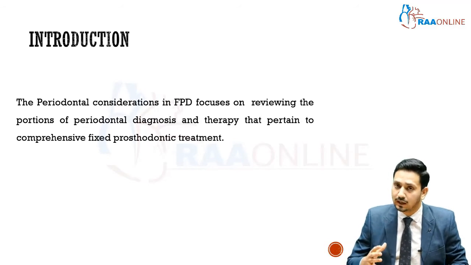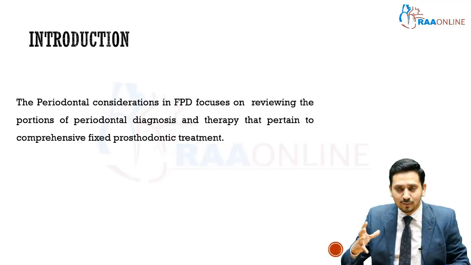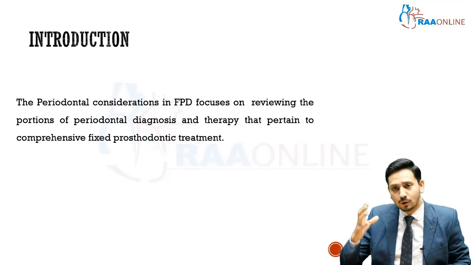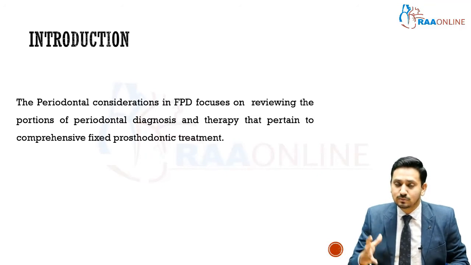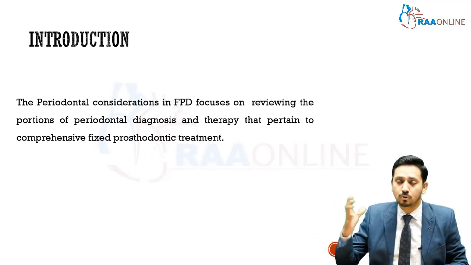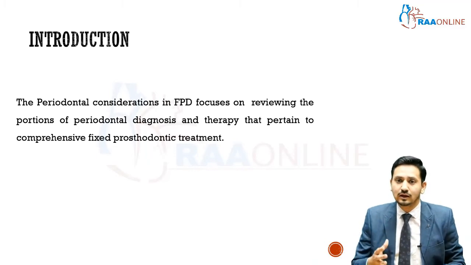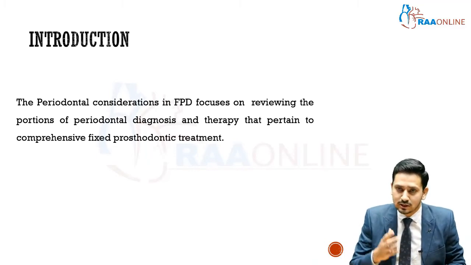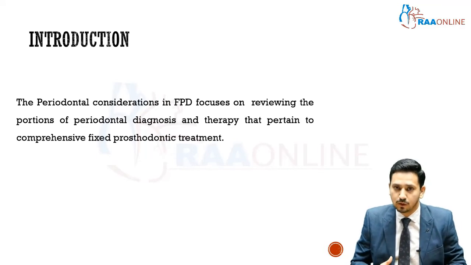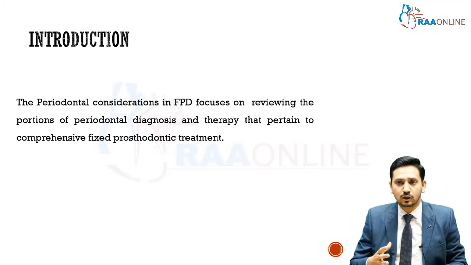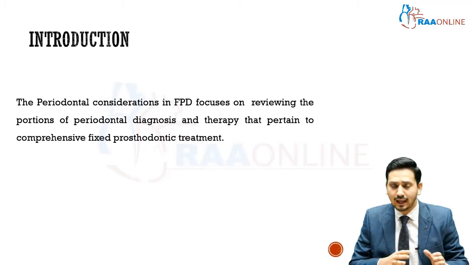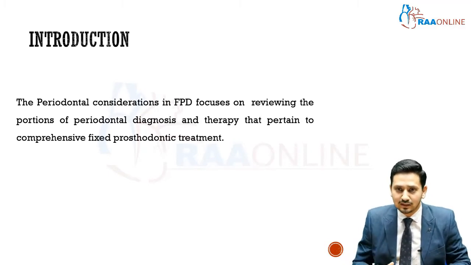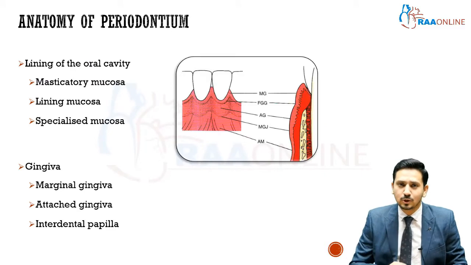So always keep in mind, friends, this is the most important basics, because whatever restoration you are going to give is going to be there in the patient's mouth for a very long period of time, and you do not want to harm the underlying natural tissues such as gingiva and the periodontium as well as the alveolar bone. So this is an extremely important topic that whenever you are planning to give a fixed partial denture, please keep this in mind. I'll do my extreme best to cover everything in this presentation. So let's move on to anatomy of periodontium.